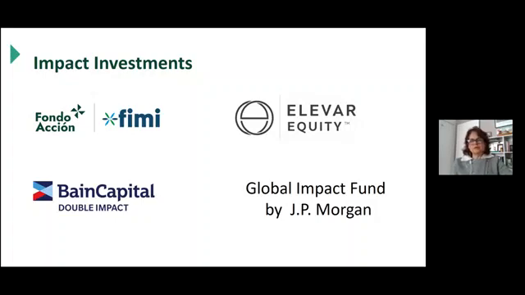But we also, as part of the portfolio and managed by JP Morgan, have investments in other impact investment funds, such as Elevar Equity, Bain Capital, Global Impact Fund. And we look at investments in climate smart solutions, increasing connectivity for education, well-being, health are some of the examples of the investments of these investment funds.